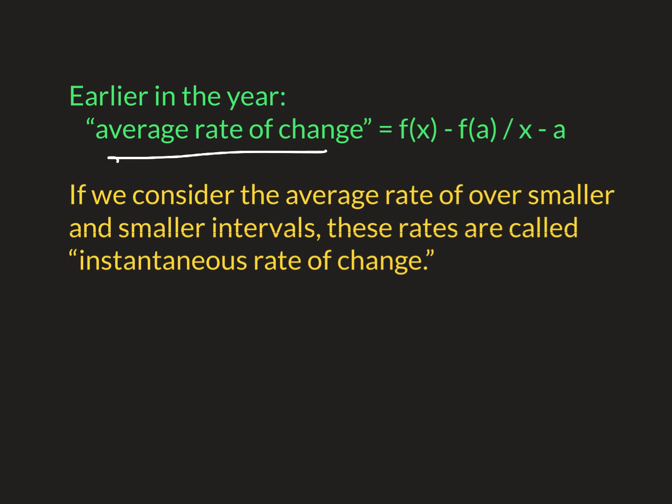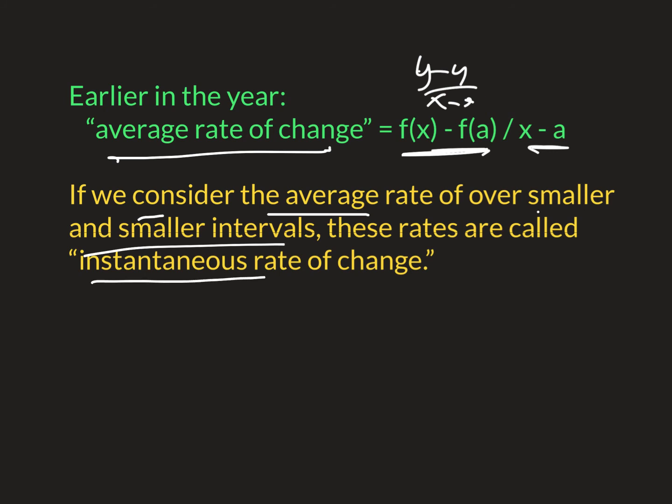Early in the year, it's a little bit different, but the same. We talked about the average rate of change. When you're looking at curves, we've got to do the average rate of change. What we did is we did the same thing, like y minus y over x minus x, which is what this stands for. So we do f of x, which is really y, minus f of a over x minus a. That's what we did early in the year, way, way back. Hope you kind of remember it. So if we do the same thing here, if we do the average rate of change, but put smaller and smaller intervals together, these are called instantaneous rate of change.